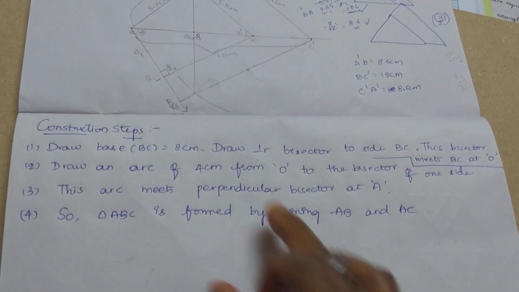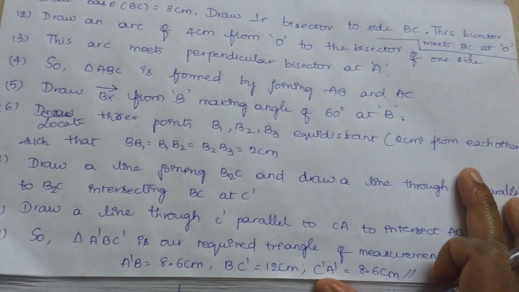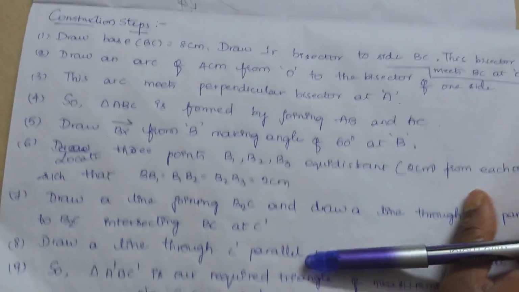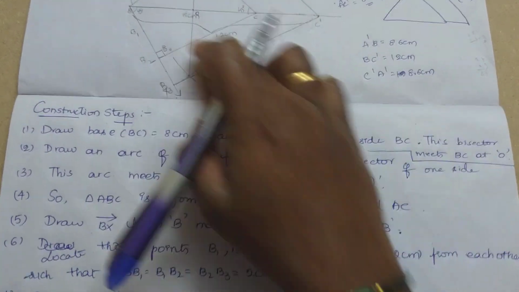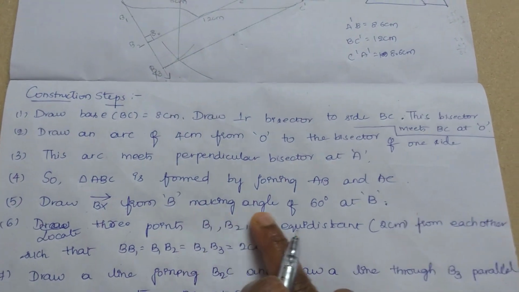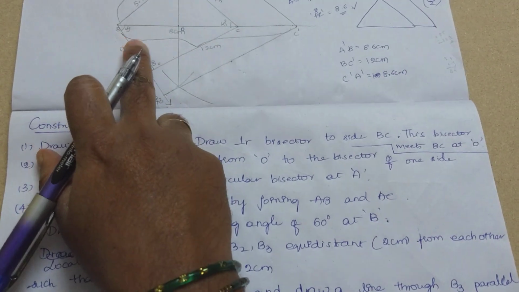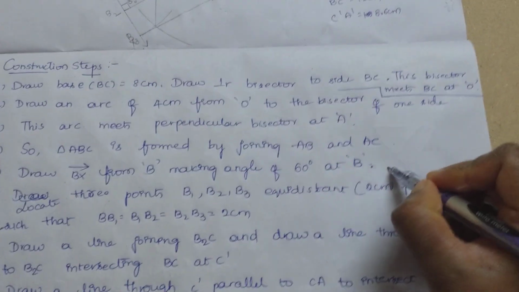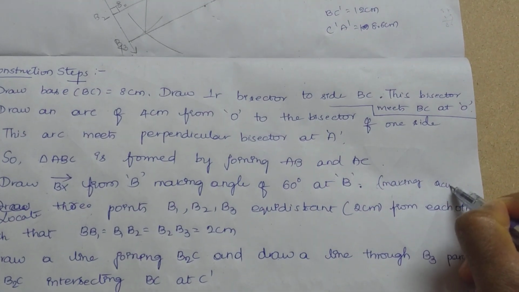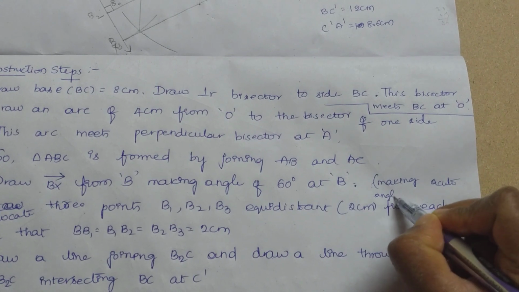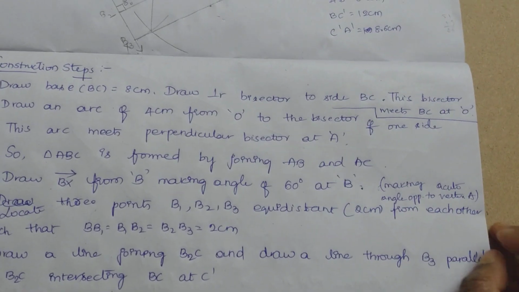After that, what did we do? Here I have written the remaining construction steps. We have drawn the ray BX from B, making an angle of 60 degrees at B. So here I have drawn an acute angle, means here I have drawn 60 degrees. In brackets you write making acute angle opposite to vertex A. Clear?